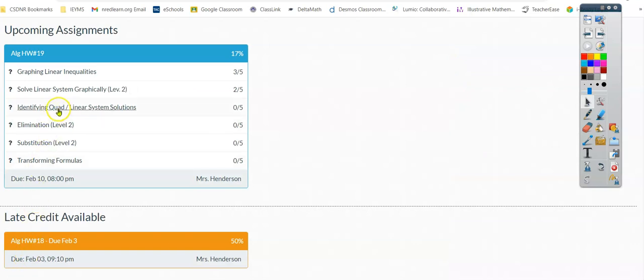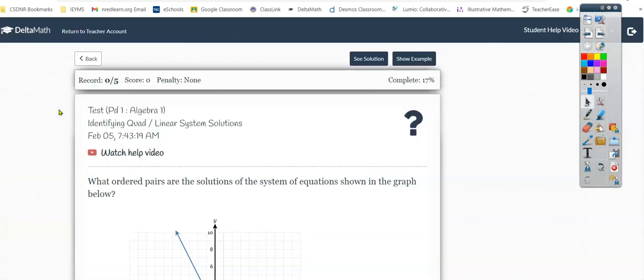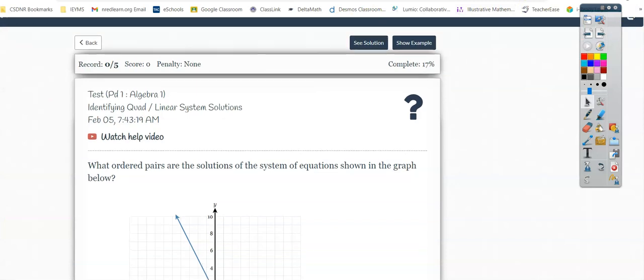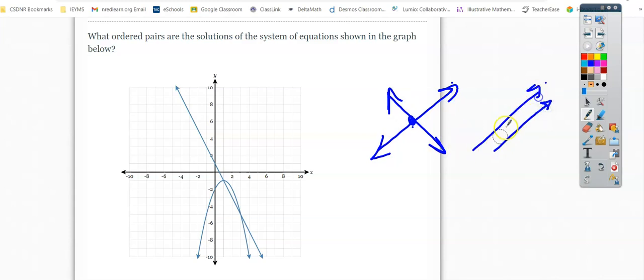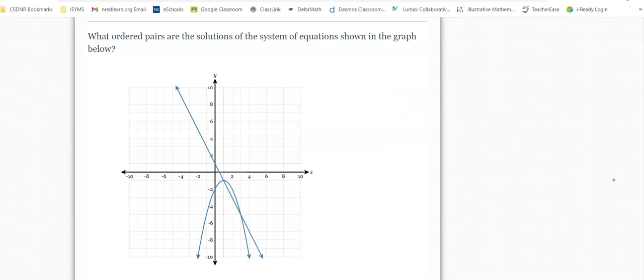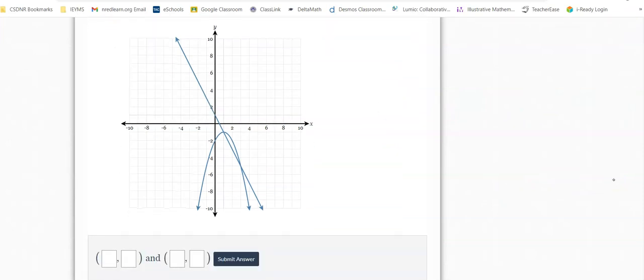Okay, let's take a look at identifying quadratic and linear systems. These will be graphed for you already. As a reminder, when you have linear systems, that's two straight line graphs, they can either intersect at one location or they can be parallel and not intersect at all. In very rare cases, they could be overlapping, which would mean that they have infinite solutions. With quadratic and linear systems, like we see here in the picture, we can have 2 points of intersection.